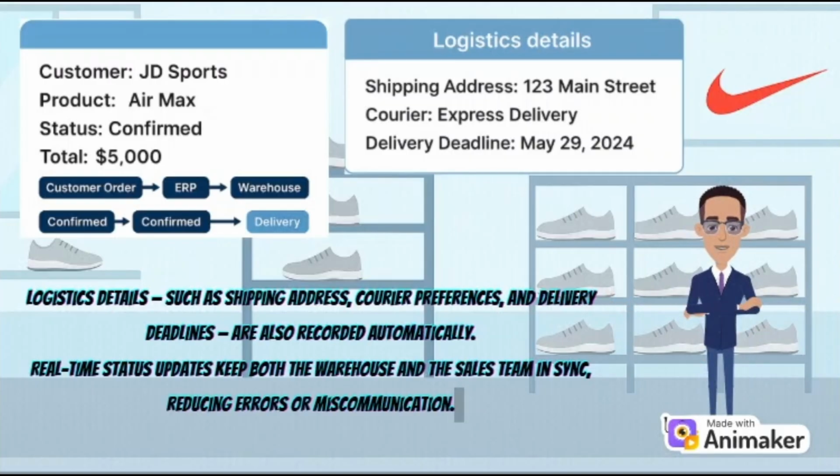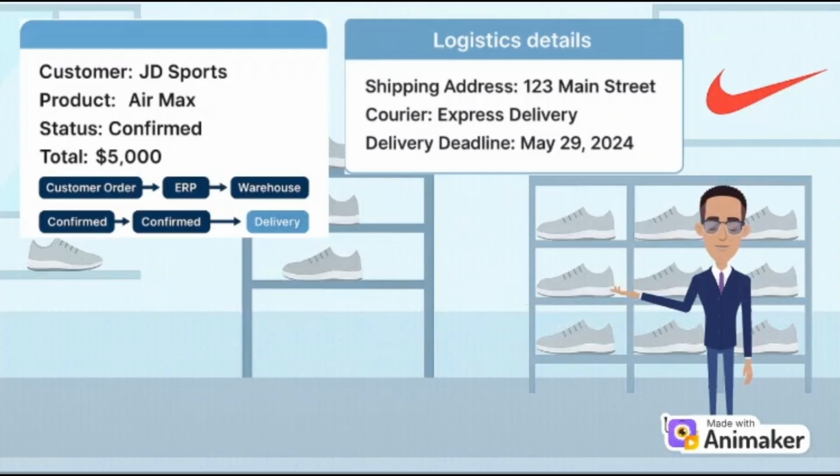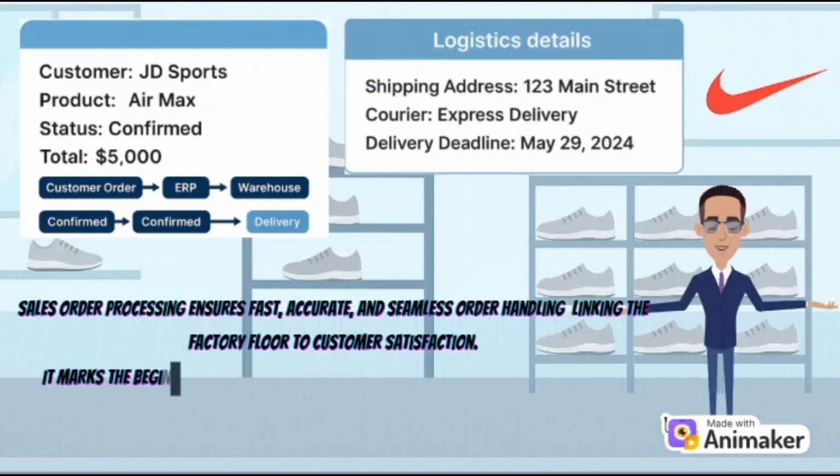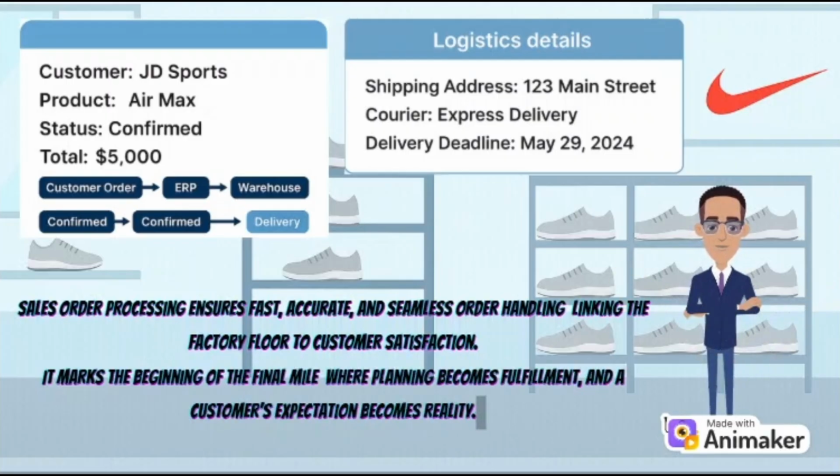Real-time status updates keep both the warehouse and the sales team in sync, reducing errors or miscommunication. Sales order processing ensures fast, accurate, and seamless order handling, linking the factory floor to customer satisfaction. It marks the beginning of the final mile, where planning becomes fulfillment and a customer's expectation becomes reality.